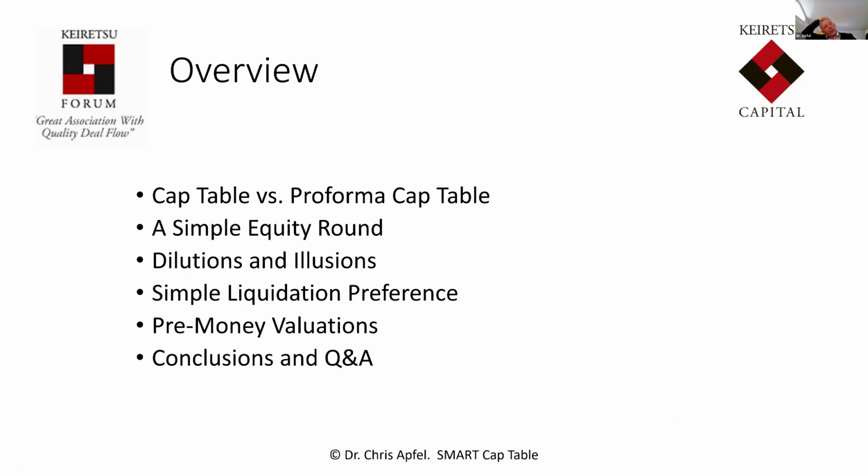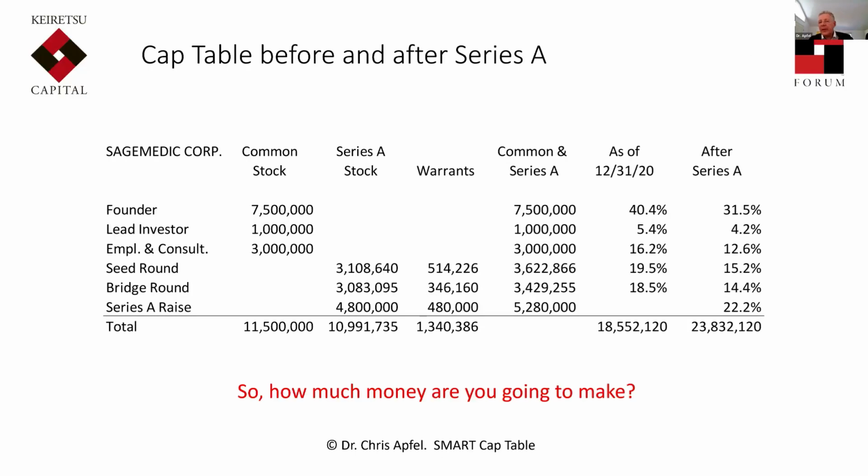And so I would briefly talk about the cap table. The pro forma cap table is a simple equity round. Then a little bit about, I will probably touch on dilutions and illusions. And then what a simple liquidation preference is. And then how pre-money valuations will affect the payout on a successful exit for the entrepreneurs as well as for you as an investor. So generally speaking, when we invest in companies, we often want to see a cap table, because we want to know how much money we are going to make.